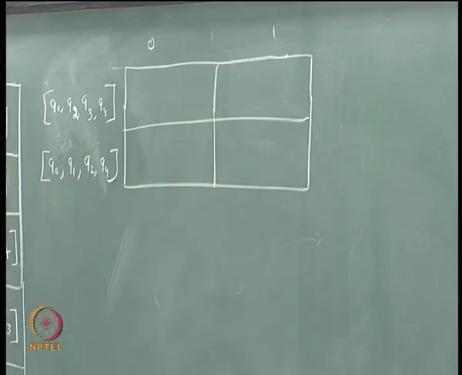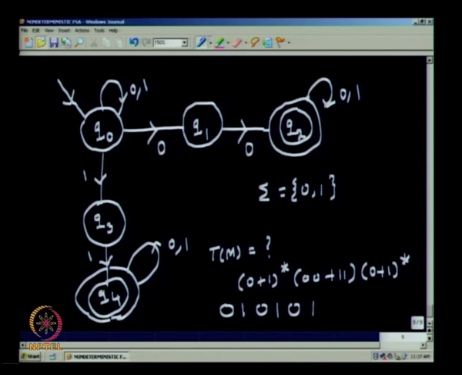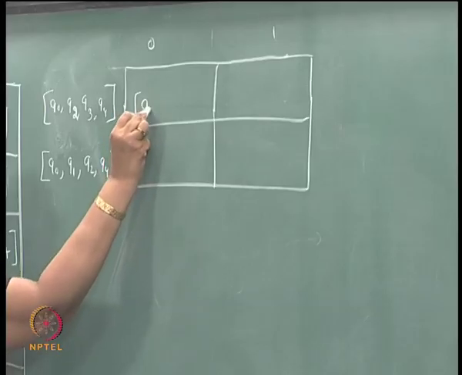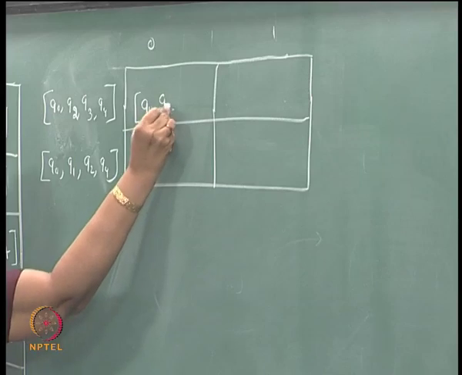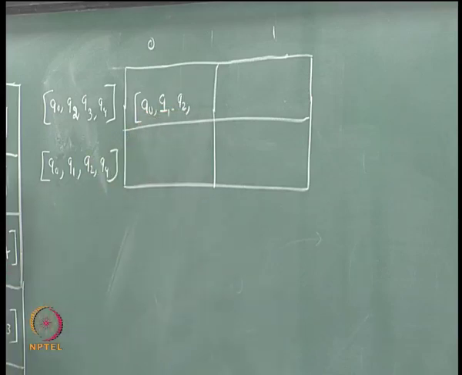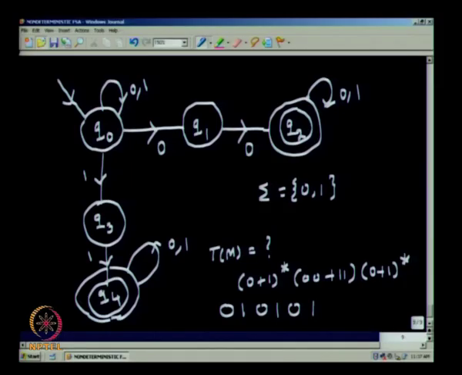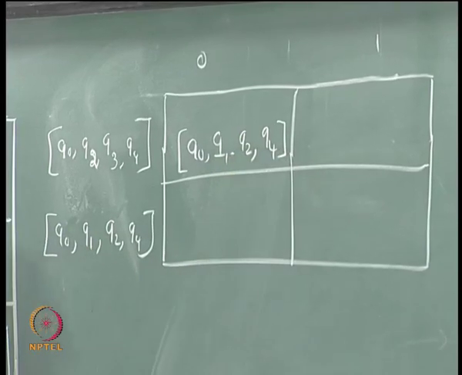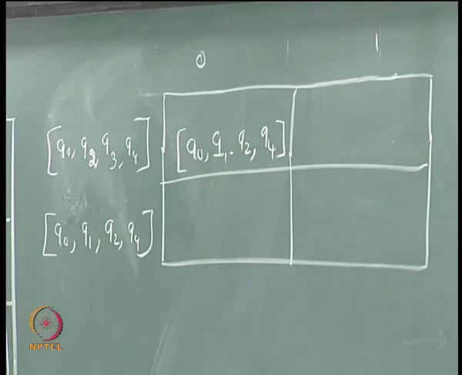From Q0, if you get a 0, you can go to Q0 or Q1. From Q2, if you get a 0, you can go to Q2. So, this will have Q0, Q1, Q2. From Q3, you cannot get a 0. From Q4, if you get a 0, you go to Q4. Okay.